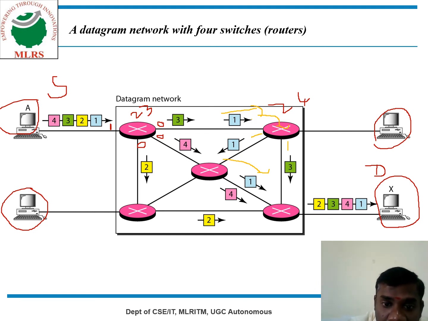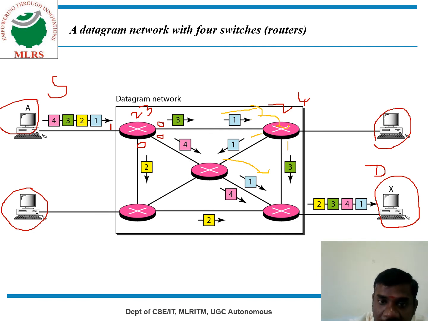Like this, all the packets are traveling independently. When you come to the receiver, all the packets cannot be reached in order, because all the packets are traveling independently. The route is not established. For example, you can see here, the one is traveling 2, 2 to 5, 5 to 1. Finally, it may be able to reach the receiver.